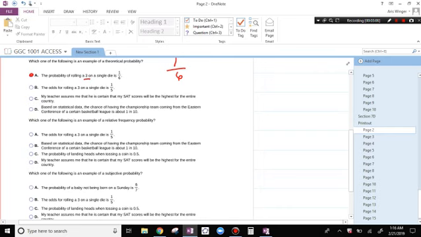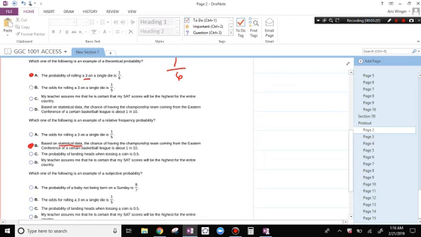Which one of the following is an example of a relative frequency probability? Oh, I'm liking this one. Based on statistical data, the chance of the championship team coming from the Eastern Conference of a certain basketball league is about 1 in 10 based on data.